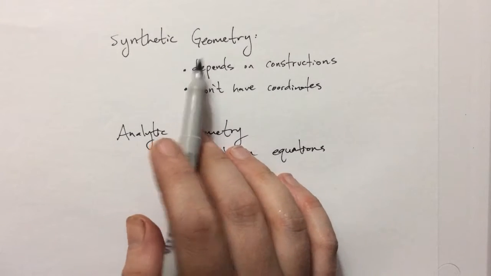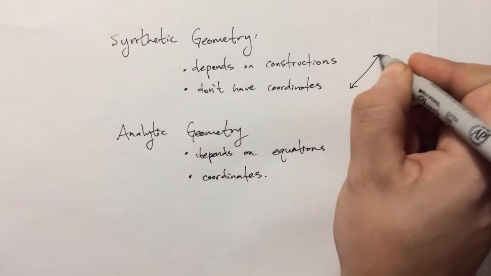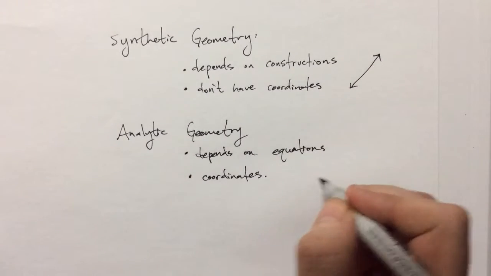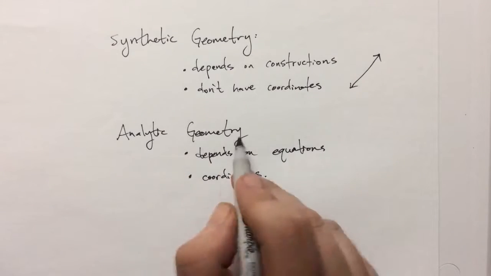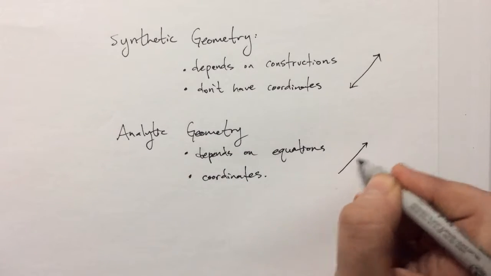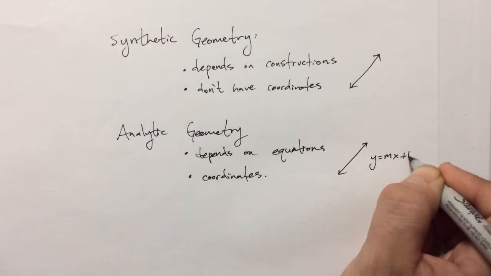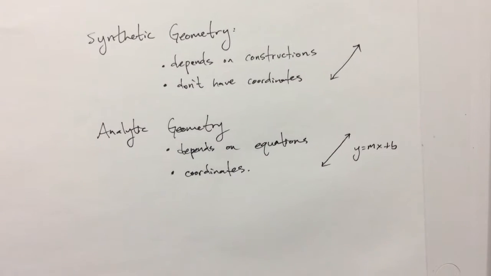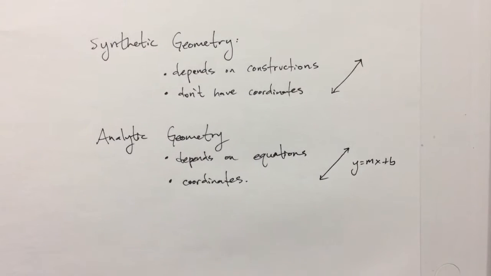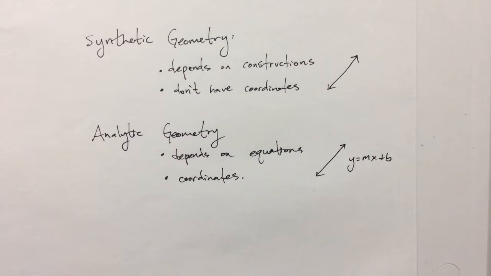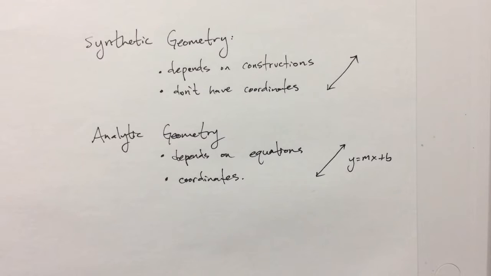Okay, so in synthetic geometry, a line is an infinite set of points that extends in both directions. In analytic geometry, a line is a set of points that satisfies an equation that looks like y equals mx plus b. So we can actually demonstrate the parallel postulate and the perpendicular postulate using analytic geometry, which is what I'm about to do. So let's look at the parallel postulate.